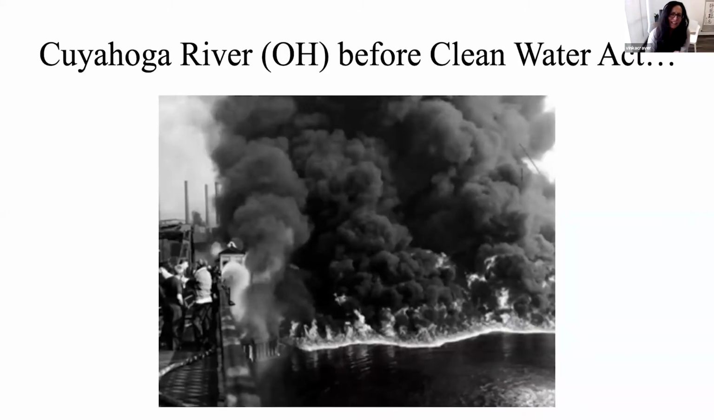Before we start talking about microplastic, I want to put some of the progress that we have made in context. I'm going to show this picture. This is the Cuyahoga River in Ohio. This picture was taken, I think, in 1969. And you can see that this is the river. I don't know if you can see, but the river is on fire.